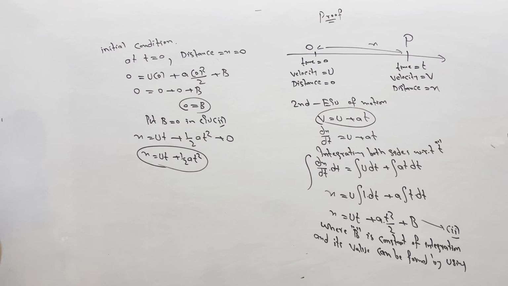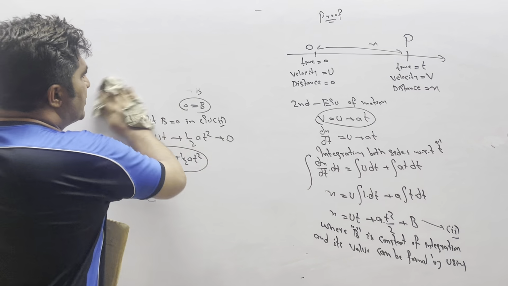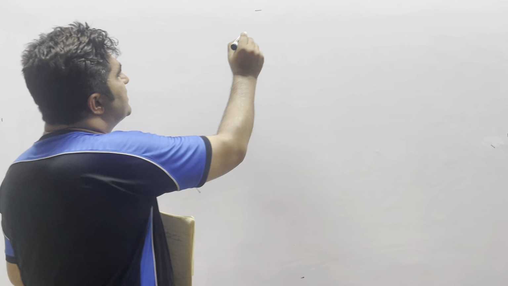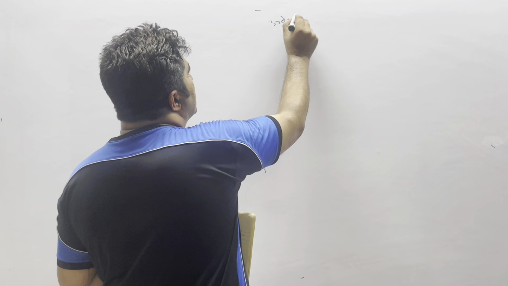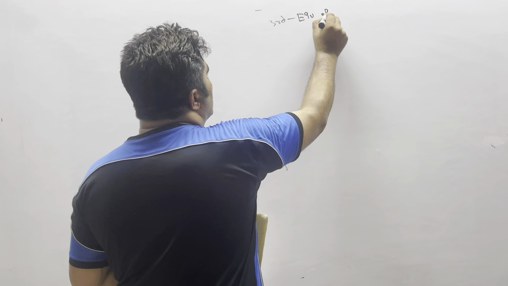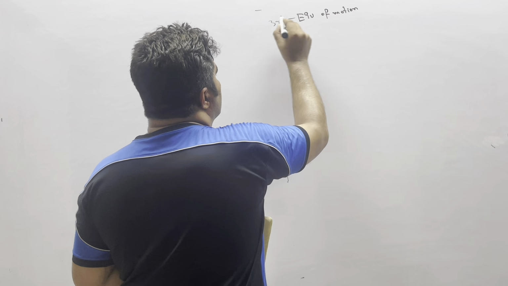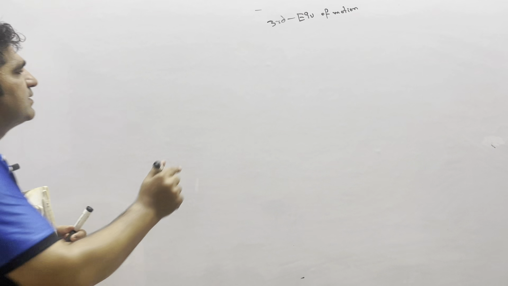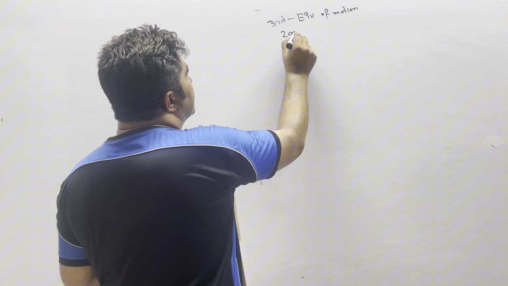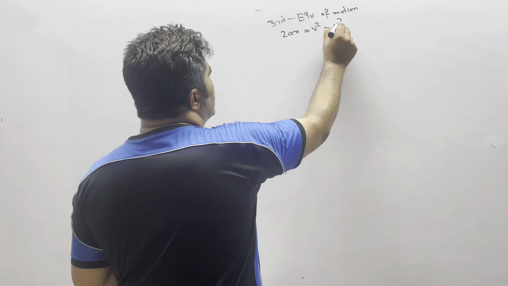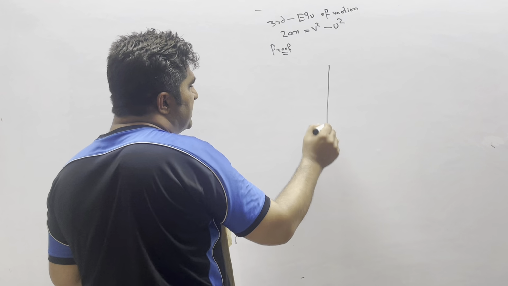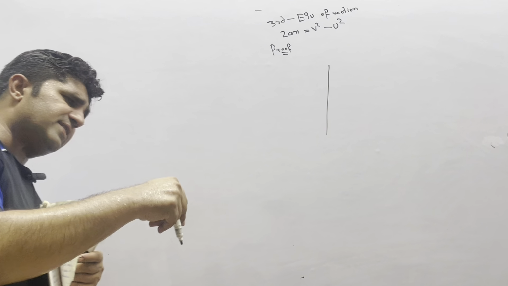Okay, let's start here. First of all, we see what the third equation of motion is. Third equation of motion is this: 2ax equal v square minus u square. Okay, I'm moving towards its proof. For proving this, I can use the first equation of motion as well as the second equation of motion.